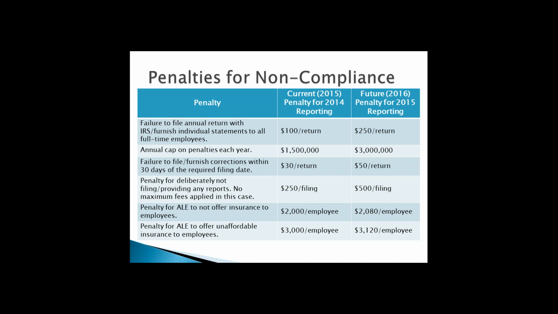The next penalty listed is the penalty for deliberately not filing and/or providing any reports at all. So no maximum fee is applied to this particular case. And so for 2014 reporting, this penalty was $250 per filing. And for 2015 reporting, this fine has also doubled to be $500 per filing.